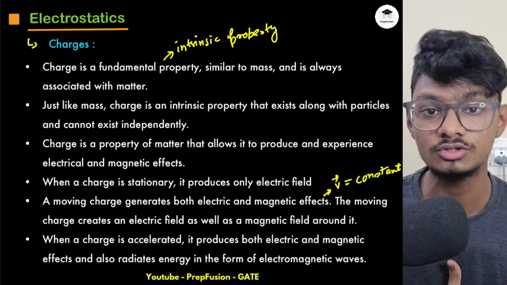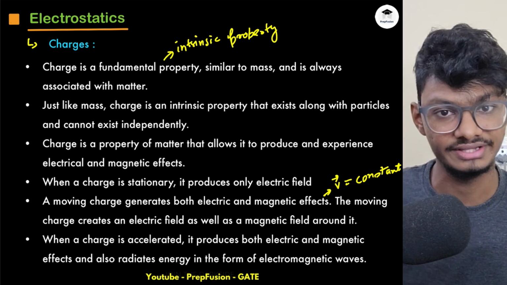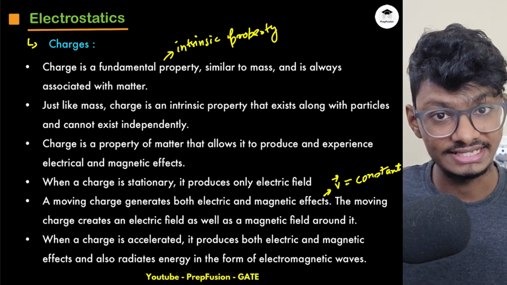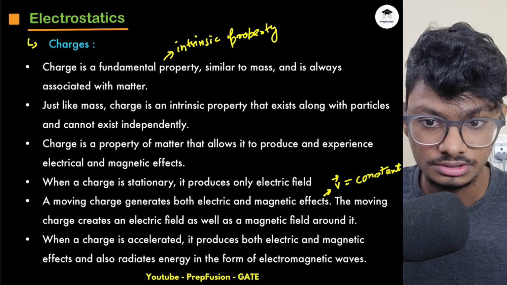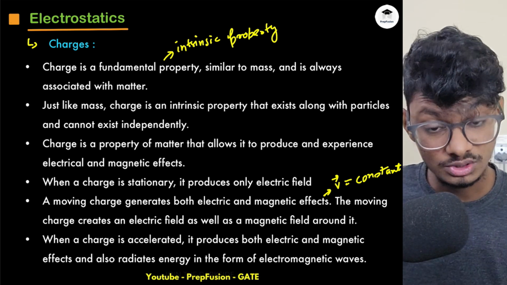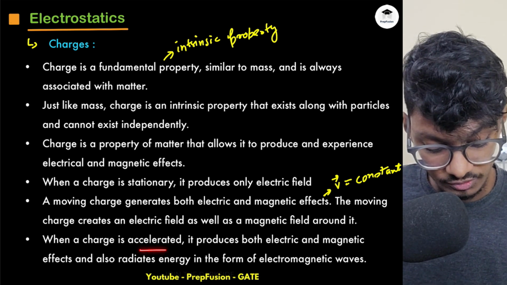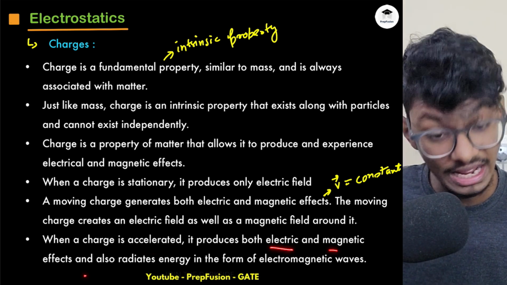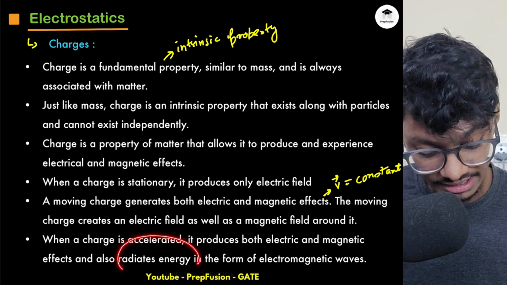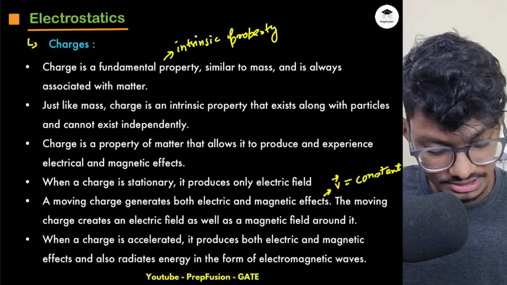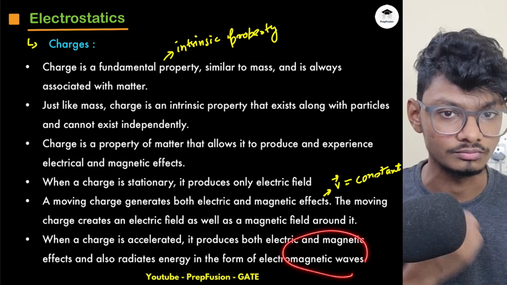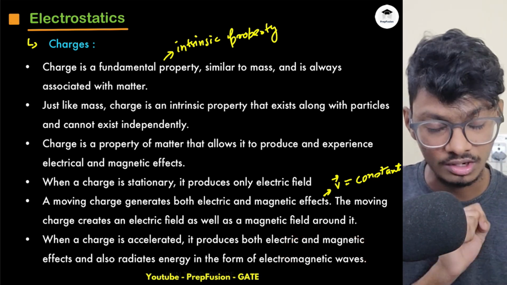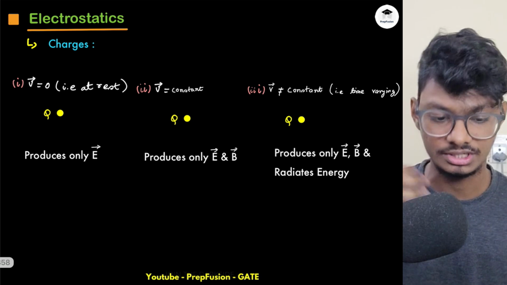Now if the velocity is also changing, that is, it has some acceleration, what will happen? If it also has an acceleration, it will produce electric field, magnetic field, and will also radiate energy. Radiate energy in the form of electromagnetic waves. We will not learn this here, but this is also good to know. You have already learned this in your class 11th and 12th. Just giving you a quick refresher.